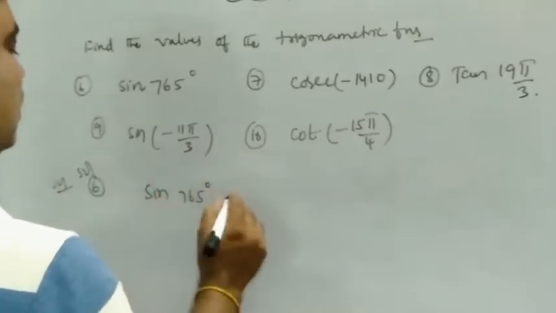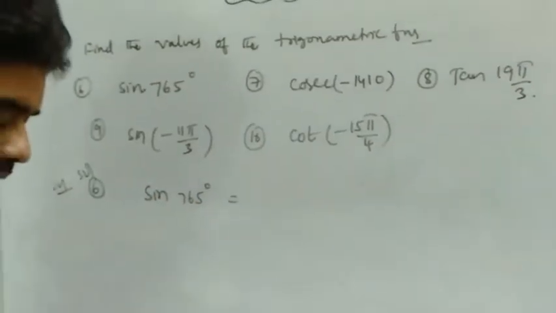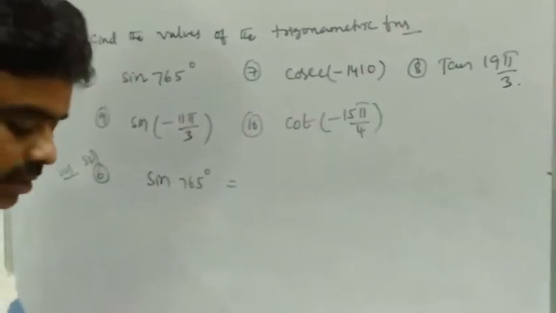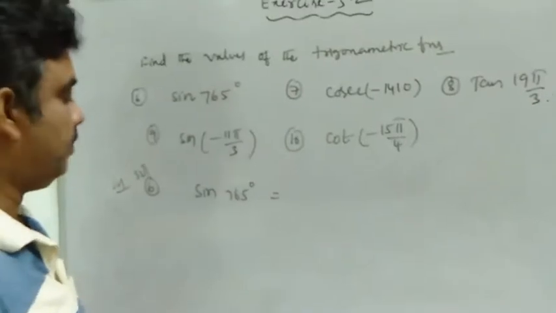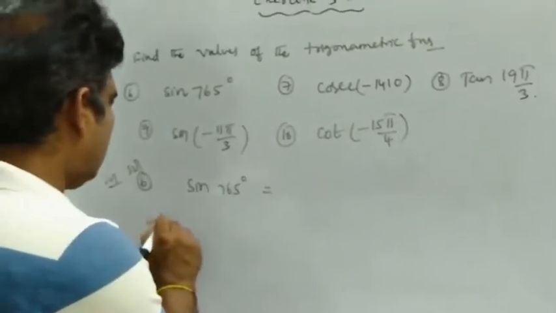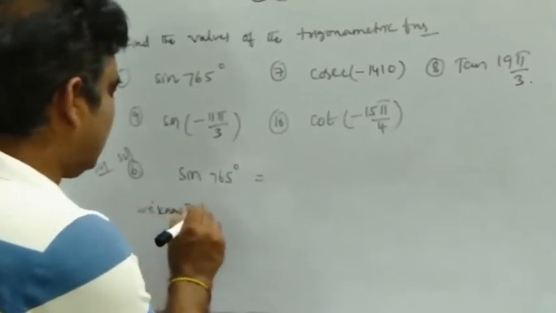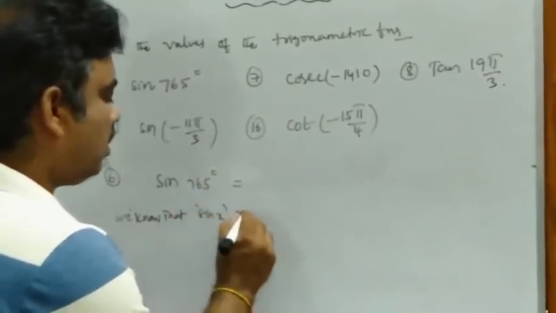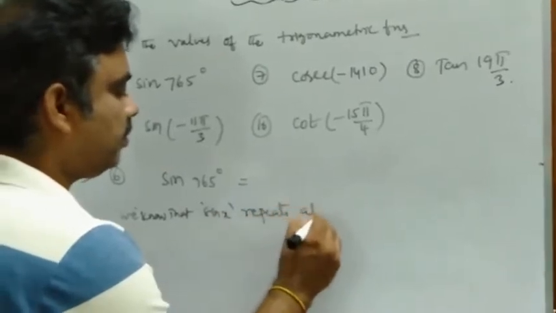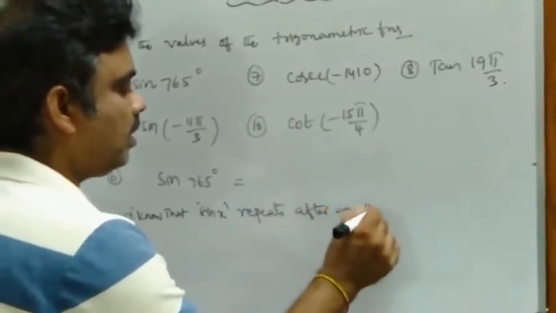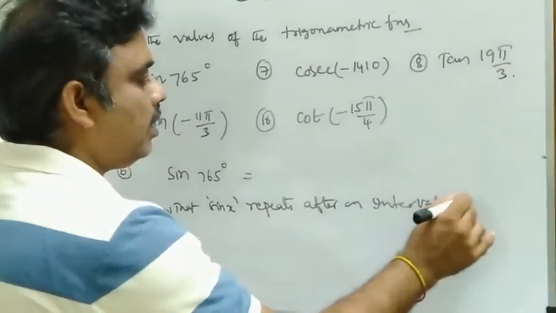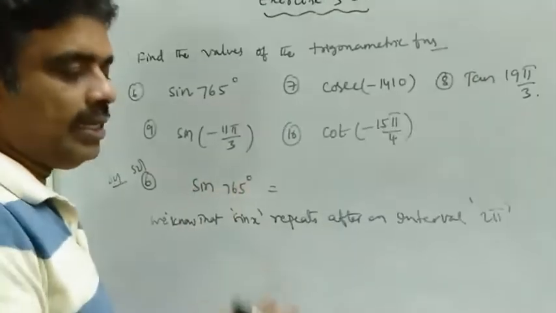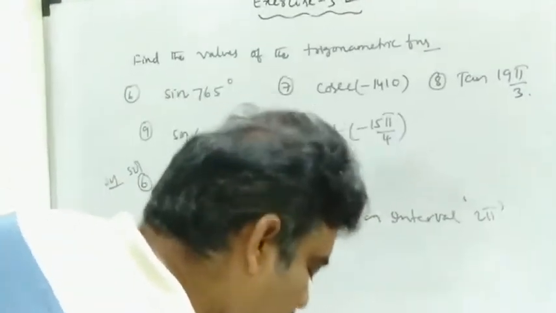Sin 765 degrees. We know that sin x repeats after an interval of 2 pi. The period of sin x is 2 pi. So after 2 pi we will get the same values for the sin function.